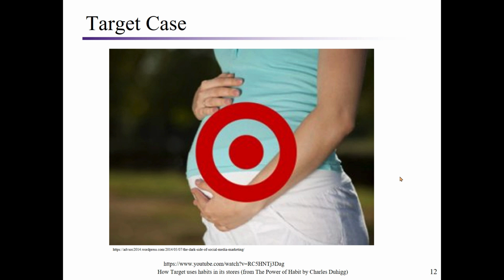From now, we will learn decision tree, especially we will study the Target case. Before we start, I recommend you to watch this video. You may want to copy and paste this link, or just search YouTube for this title, How Target Uses Habits to Manage Store. After you watch this video, you can understand how the firm Target segmented consumers and what kind of promotion activities they did.